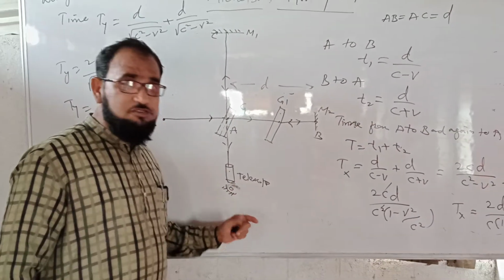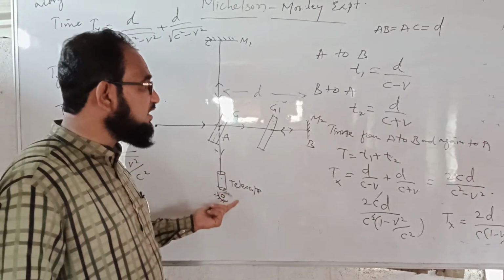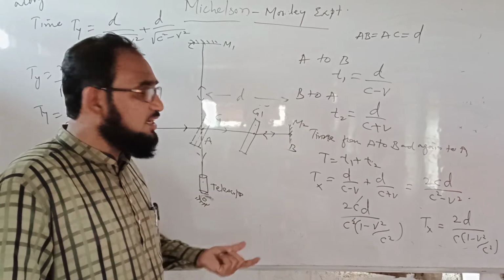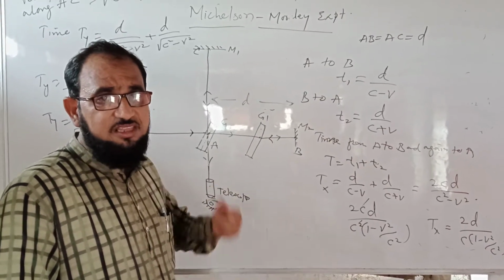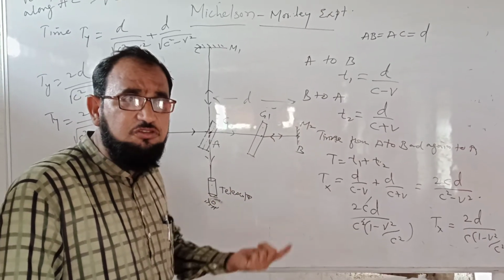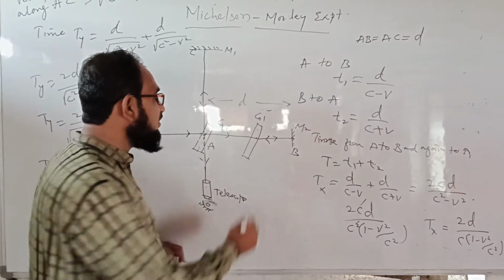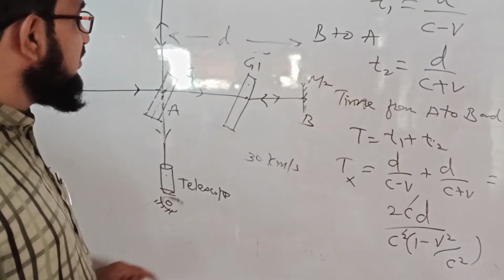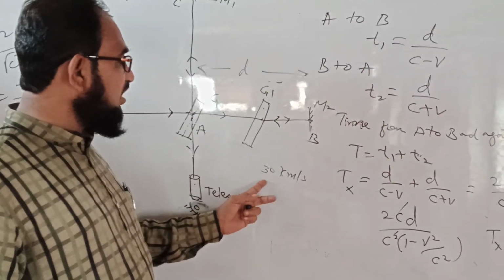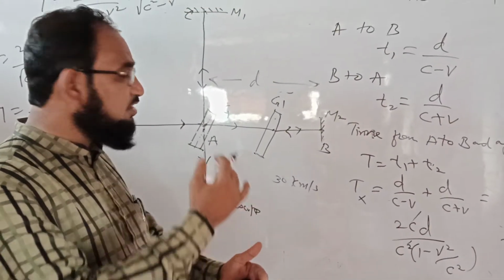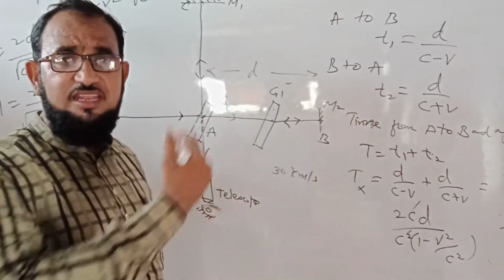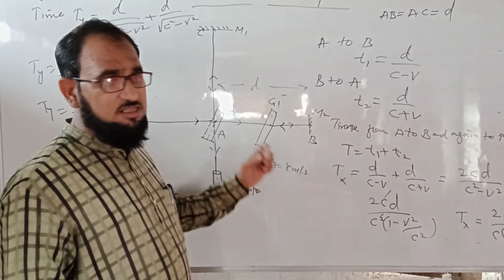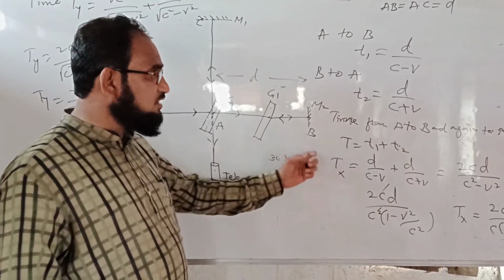Now our aim is to find the velocity of the Earth relative to the ether. Suppose the ether is at rest and the Earth is moving relative to the ether, then its velocity is considered to be 30 km per second. Or we can say that the velocity of the ether is minus 30 km per second, opposite to the velocity of the Earth. This velocity is the orbital velocity of the Earth.